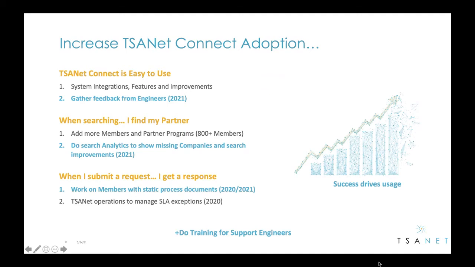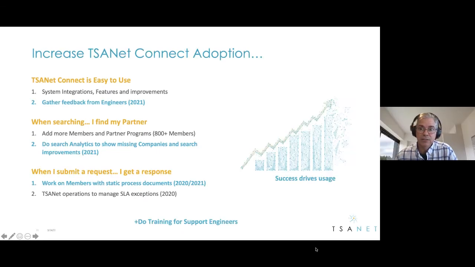Okay, so then the other area that we've been spending time on is to improve the TSANet Connect adoption. As I talked, we did a lot of things in 2020. These we feel are really the key parts of getting adoption up. And this is to make sure when an engineer uses a system, they feel that they've been successful, right? So we're making sure it's easy to use. So 2020 was a lot of iteration and really getting the system right and working on any type of bug or issues that engineers are reporting. So we feel we've got that one in place.